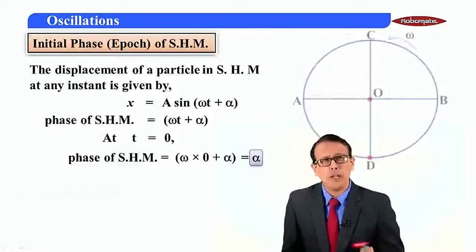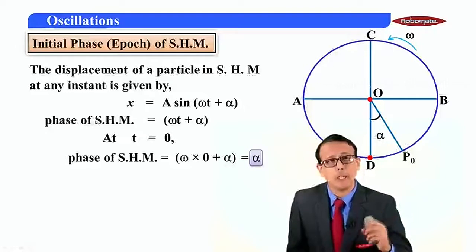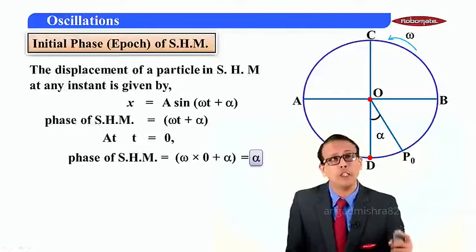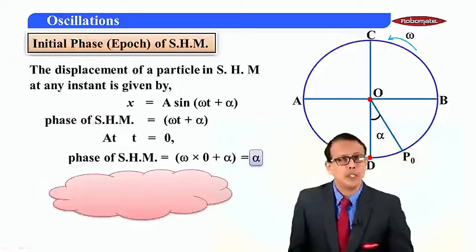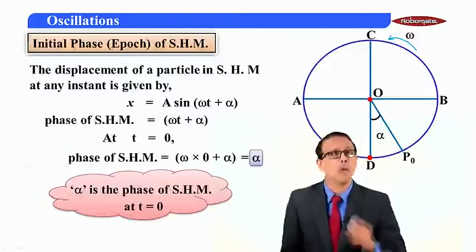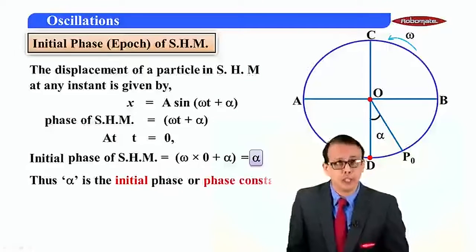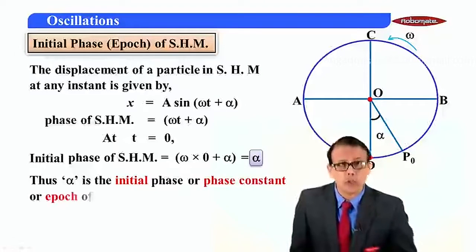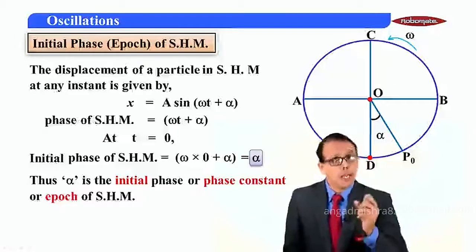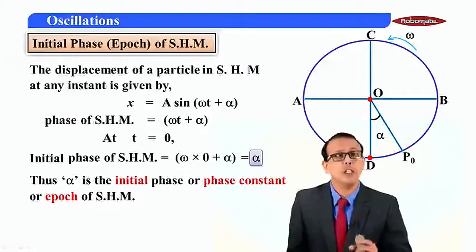You remember students, alpha in our phasor diagram? Yes, it was the initial angle made by the particle at the mean position. And if you remember, I had already introduced this word initial phase angle or initial phase. So can I say students, alpha is nothing but phase of SHM, but at time t is equal to 0. This alpha is called initial phase, also called phase constant or epoch of SHM. So in the expression omega t plus alpha, alpha will be called as initial phase.